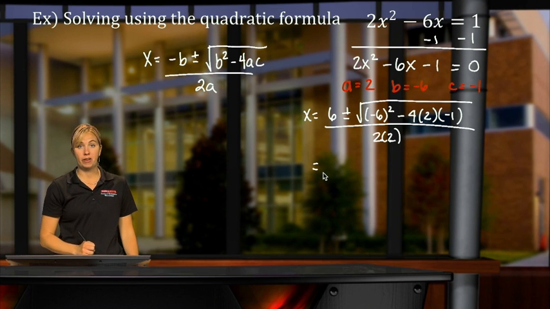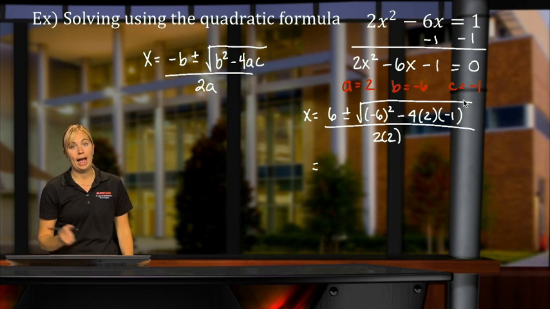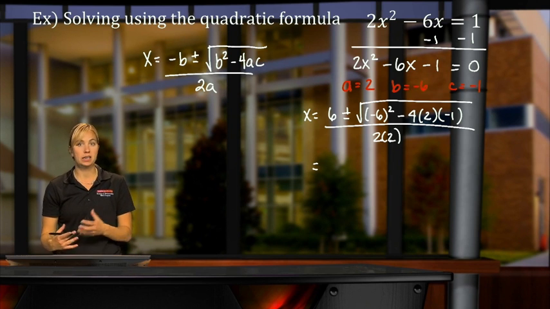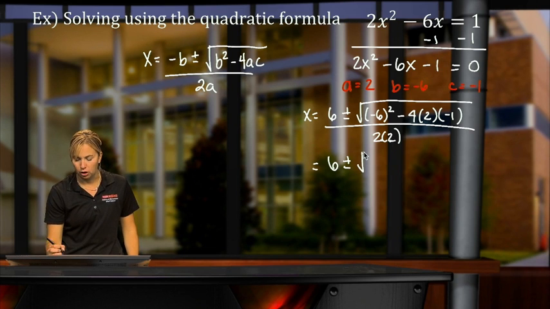And we start simplifying. Remember your order of operations, you need to simplify inside the parentheses first. Your radical acts as a set of parentheses. It groups everything underneath it as 1. So that's where we start.